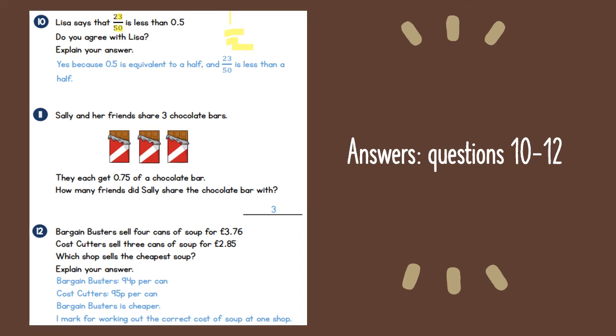Cost Cutters sell 3 cans of soup for £2.85. Which shop sells the cheapest soup? You were asked to explain your answer. So Bargain Busters is 94p per can, and Cost Cutters is 95p per can. So we work out that Bargain Busters is cheaper, and we have used our division skills to complete that exercise. Well done, guys.